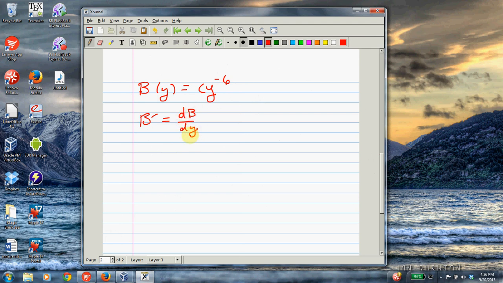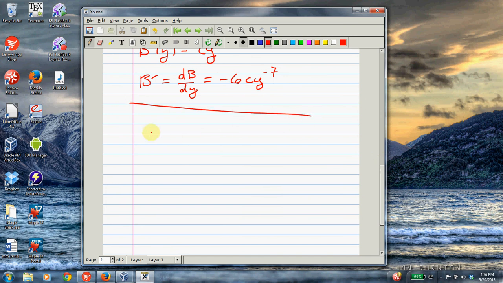Same thing as db dy, right? Now, why is it y down here? Because now y is the variable. And these are just two different notations for the same thing. So the negative 6 comes down, you ignore the c, now take 1 away and it becomes minus 7, and you're done.